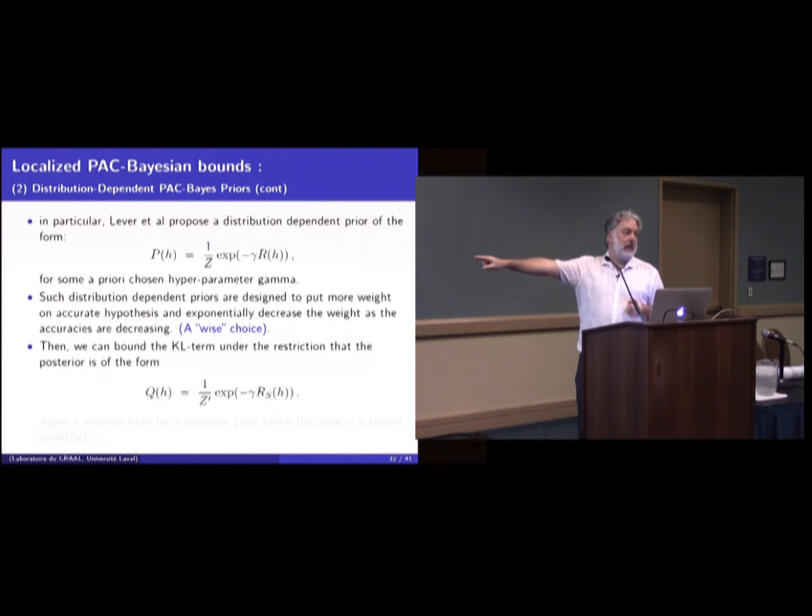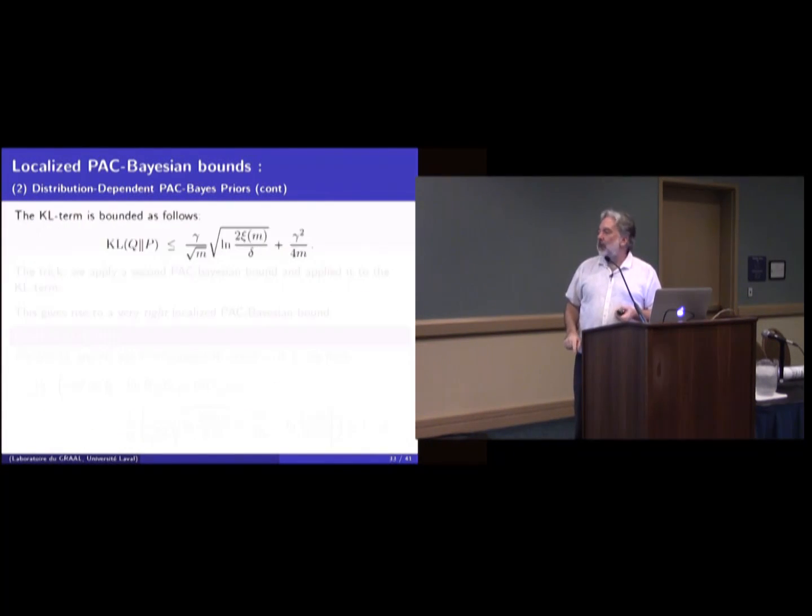This Q I can calculate. Okay, and so can I have a possibility of calculating the Kullback-Leibler divergence between this particular P and this particular Q? And of course the answer is yes. And what is the idea? We apply a second PAC-Bayesian bound.